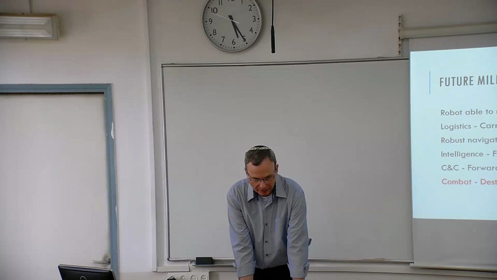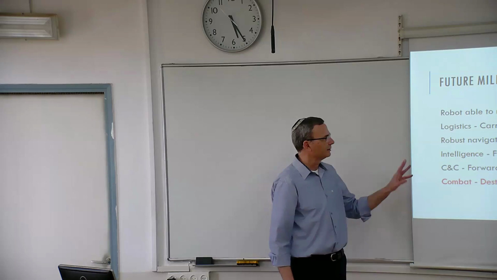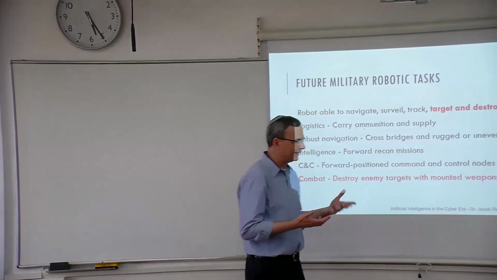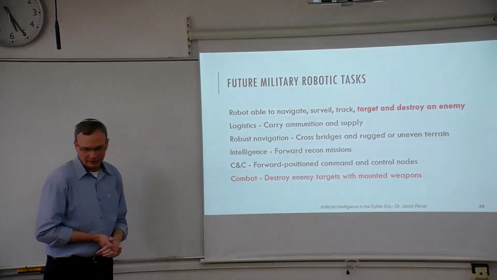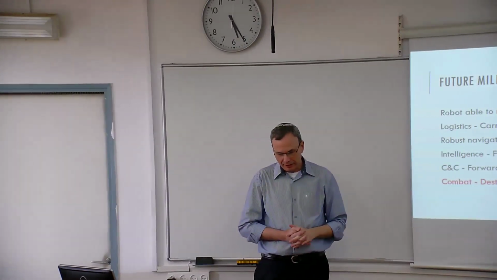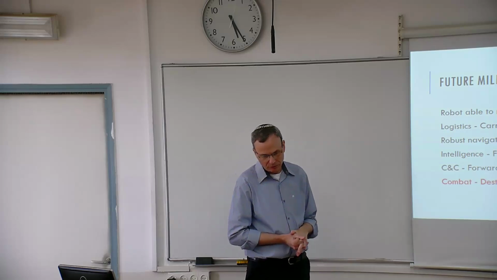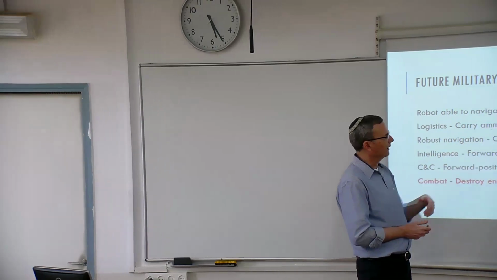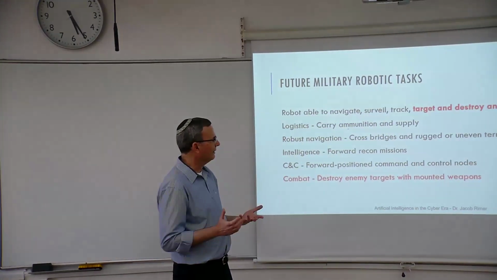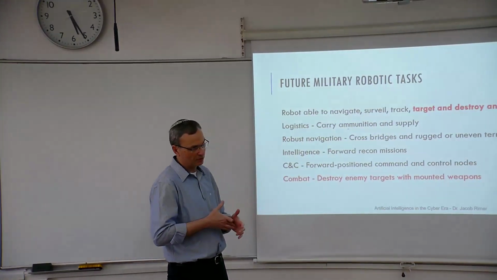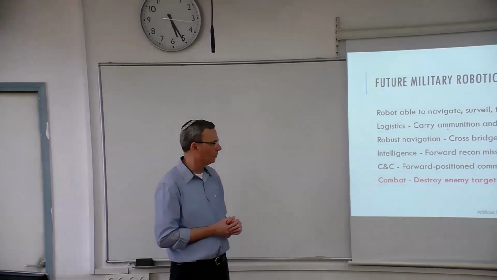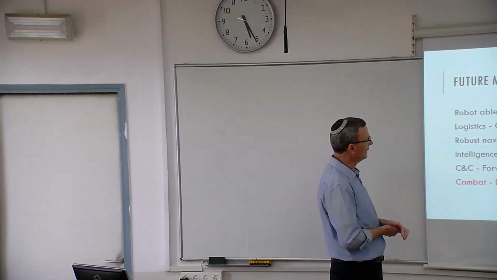So they can navigate, surveil, and track. Well, this is, let's say, more naive. In red, they also kill, target, and destroy an enemy. They can carry ammunition and the supply. They can navigate through rugged or uneven terrain or cross bridges, which is one of the most dangerous tasks of a human platoon or brigade.